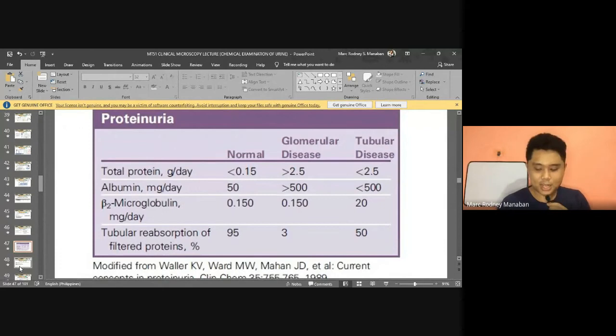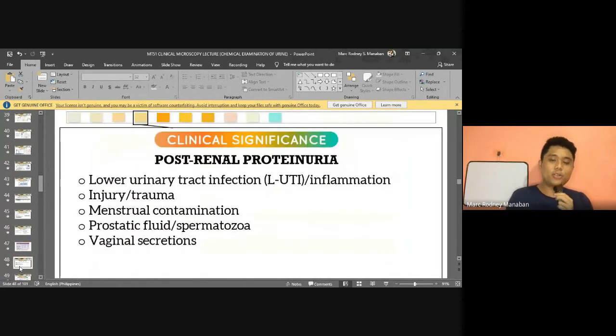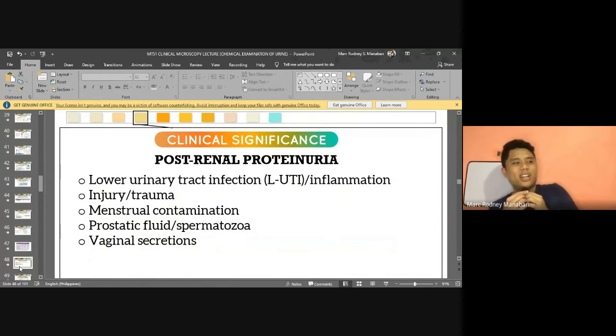The problem is not in the kidneys themselves. Now we go to the last type of proteinuria, post-renal. This one is easy to remember and comprehend. Post-renal means after the kidneys. The structures after the kidneys, your bladder, prostate especially for males, and vagina for females, can introduce substances that contain protein, which can lead to proteinuria.